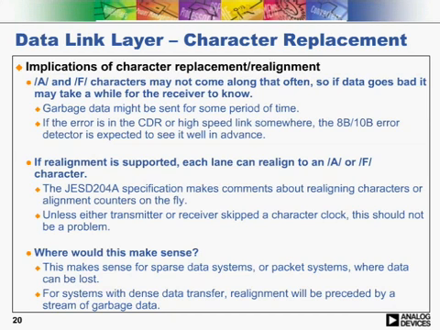If realignment is supported, each lane can realign to either an F or A control character. The JESD204 specification does include information about realigning characters or alignment counters on the fly. Unless the transmitter or receiver skips a character clock, there should not be a problem. So where would this make sense? Well, in a sparse data system or packet system, this is beneficial so that data would not be lost. Also, for systems with dense data transfer, realignment will be preceded by a stream of garbage data.